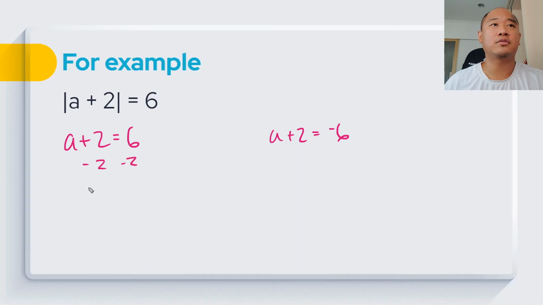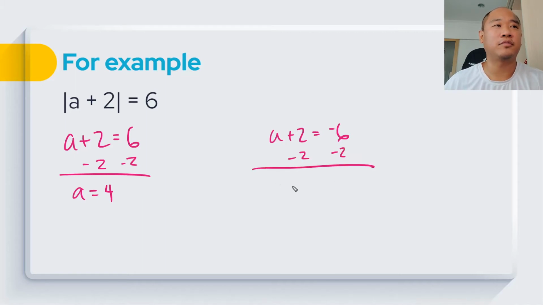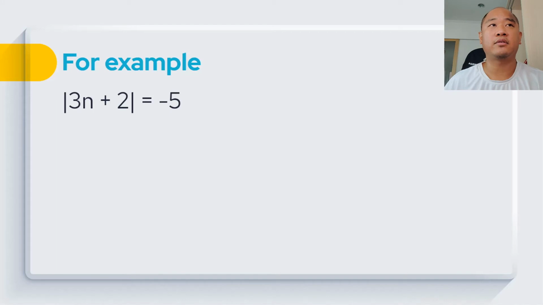If we subtract 2 from both sides here, a equals 4. And if we subtract 2 from both sides here, we get negative 8. And so in both cases, where a equals 4 or a equals negative 8, our equation would be true. So why don't you go ahead and try this one on your own, and we'll come back and do it together. Welcome back. Okay, so here we have the absolute value of 3n plus 2 equals negative 5.